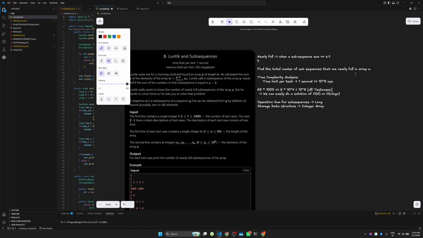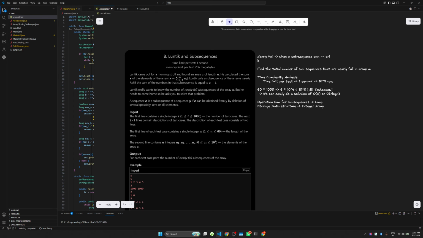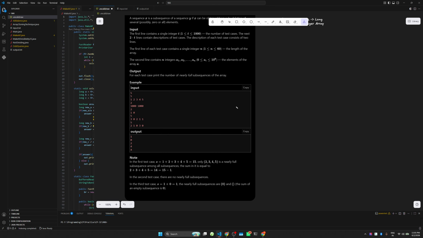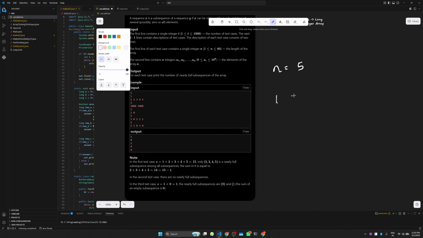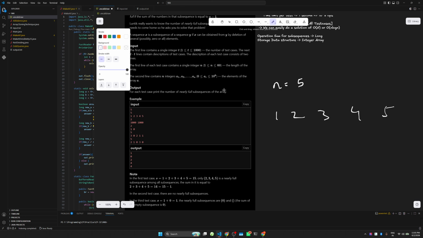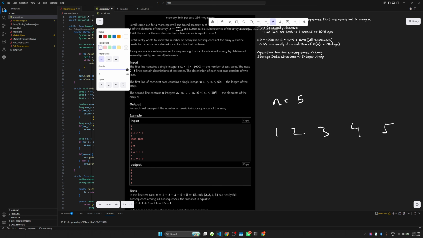And now we can jump into the question itself. So what is our first input? We have, all right, let me write it down. We have n equals 5, then we have 1, 2, 3, 4, 5. Great. Now our S is what?